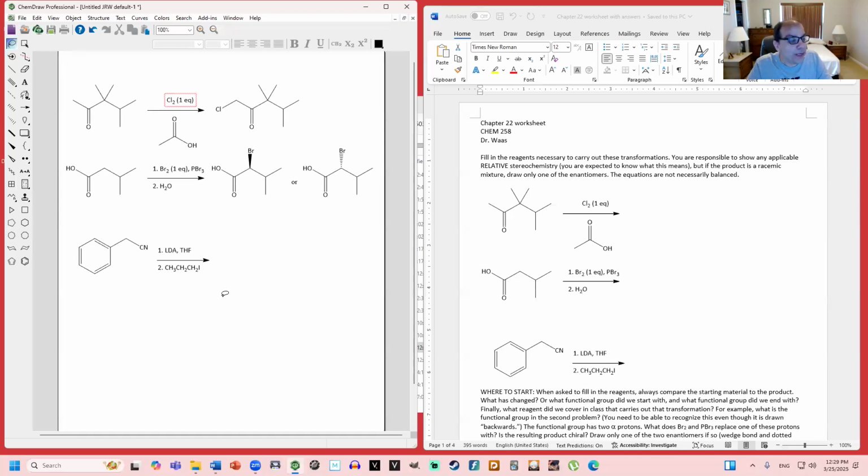And then finally, we are treating phenylacetonitrile with LDA and THF. Just a reminder what LDA is. LDA is lithium diisopropylamide. It is the conjugate base of diisopropylamine. So there's diisopropylamine. LDA is the conjugate base. So it looks like that.